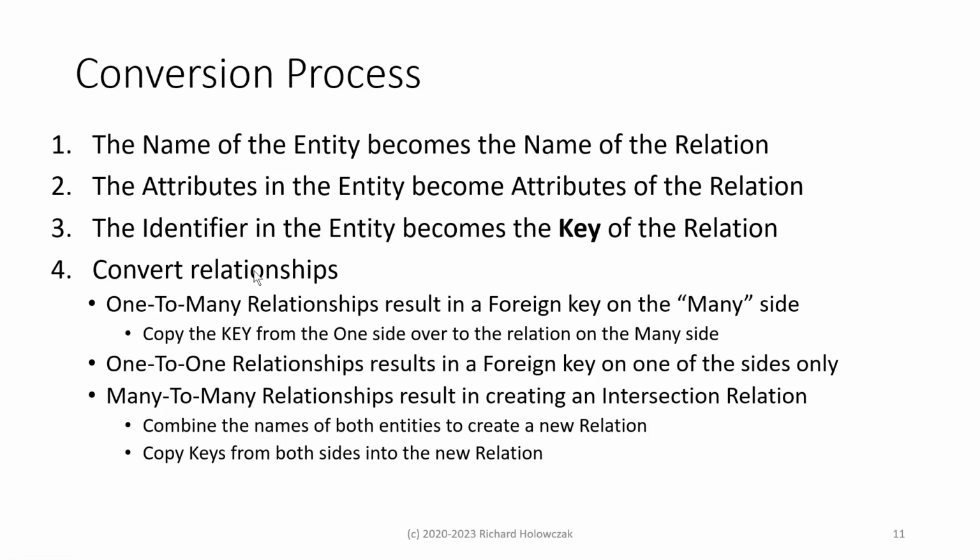Depending on the type of relationship, we have a few different alternate ways to deal with it. For one-to-many relationships, we're going to copy the key from the one side over to the relation on the many side. For one-to-one relationships, we can copy a foreign key to either side, but not both. And for many-to-many relationships, we're going to create a new relation called the intersection relation, and that will allow us to tie together 2 relations in a many-to-many relationship. We'll go through examples of all of these types, and hopefully you'll get the hang of it pretty quickly.